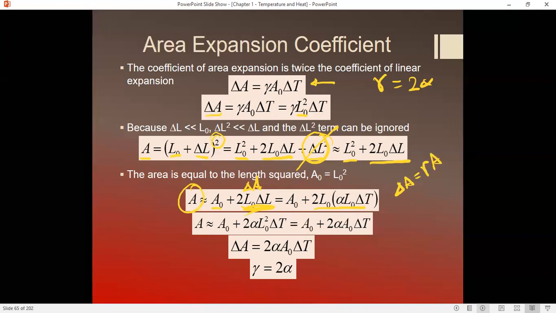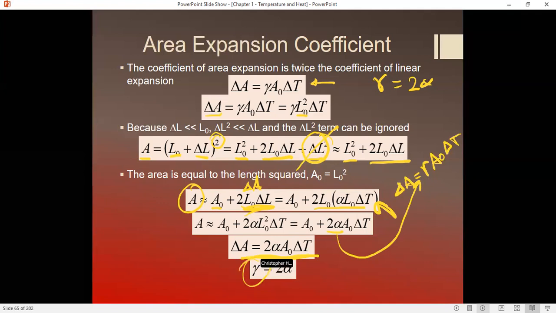Gamma times the original area times delta T. So that's this term right here. All right? And here we see that this term is 2 alpha. This 2 alpha is going to replace this gamma right here. And that is the final equation that I wanted anyway. Okay?